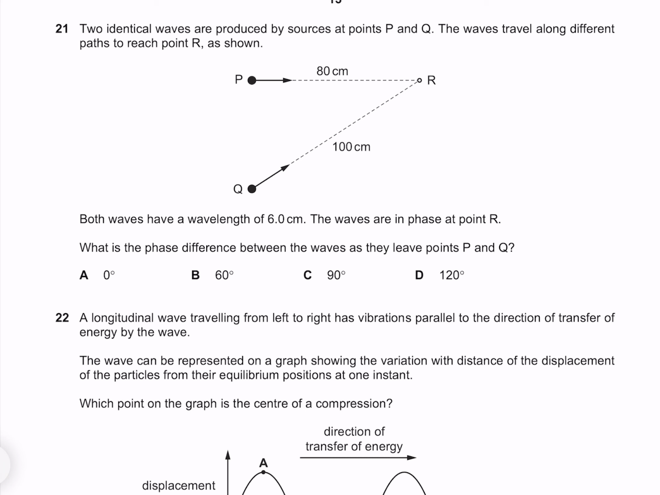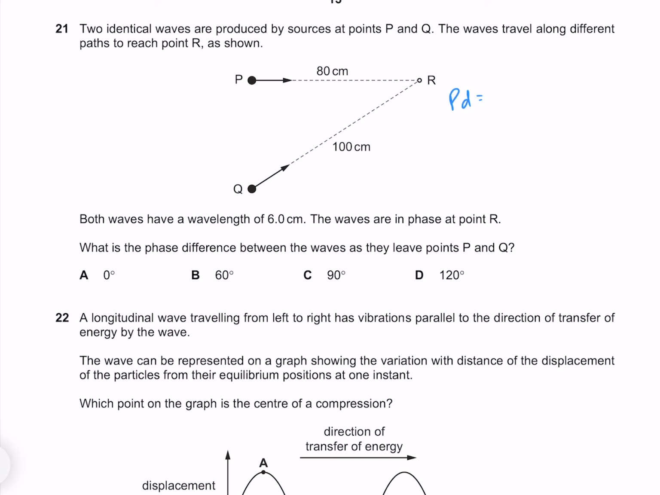Two identical waves are produced by the sources at point P and Q. The waves travel along different paths to reach point R as shown. Both waves have a wavelength of 6 cm. The waves are in phase at point R. What is the phase difference between the waves as they leave point P and Q?